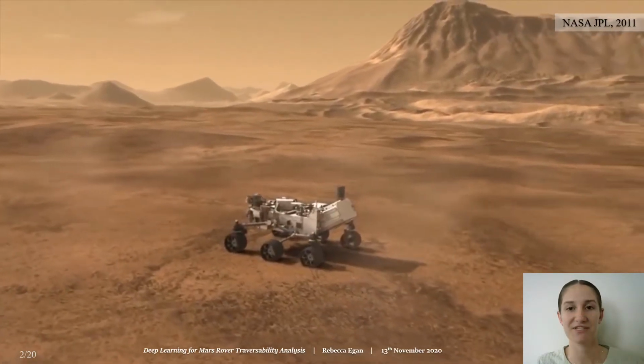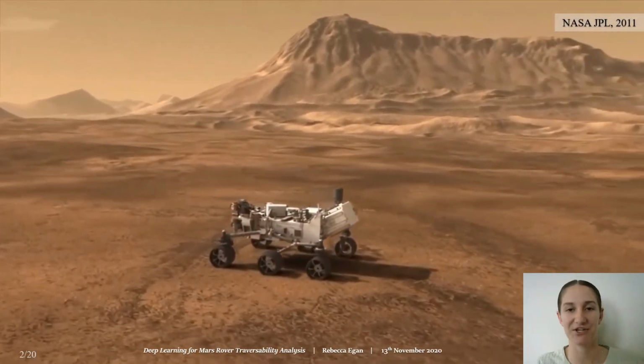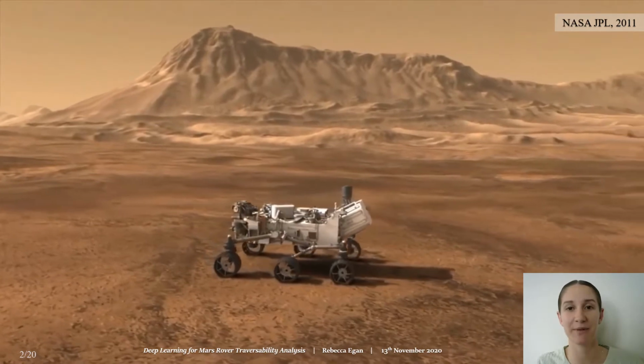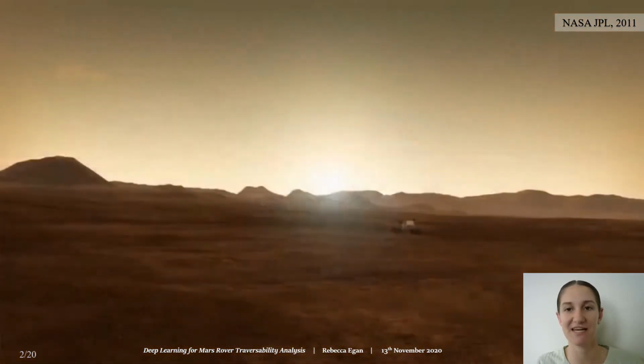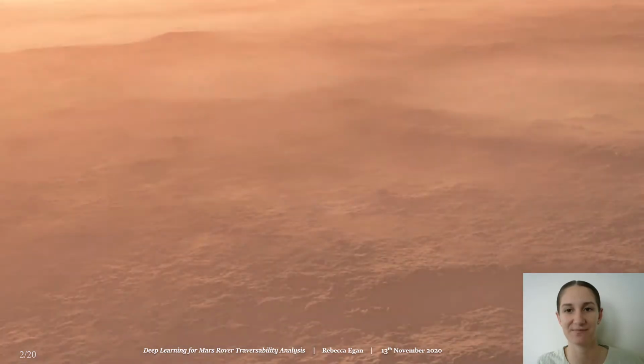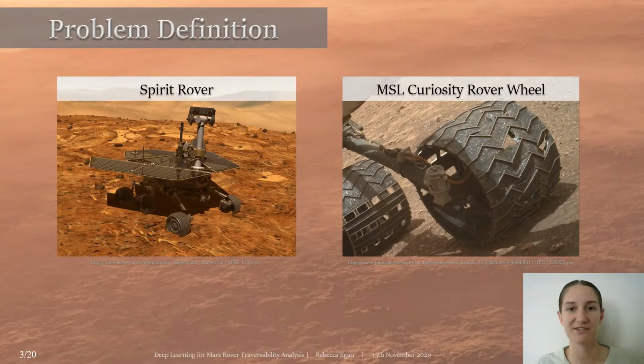The Mars Rover missions aim to research the history, climate, and geology of Mars as a precursor to human exploration. The rover must be able to traverse unknown hazardous terrain to succeed in its scientific endeavours. The difficulties associated with the challenging Martian terrain have led to the mission-ending entrapment of the Spirit rover in 2009 and significant wheel damage to the Curiosity rover in 2017.